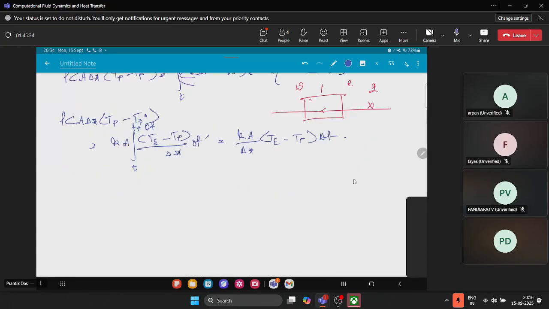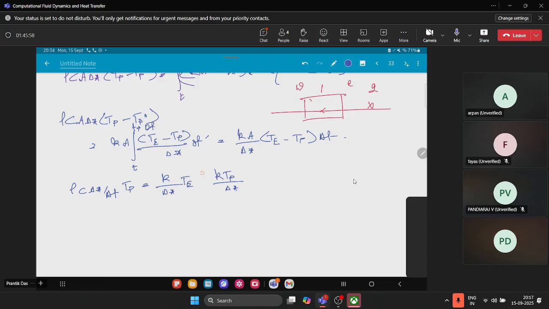So the whole equation, if I cancel out the area from both the sides, becomes rho Cp delta x by delta t. So I'm dividing the whole expression by A delta t on both the sides. So this becomes rho c delta x by delta t plus k by delta x.